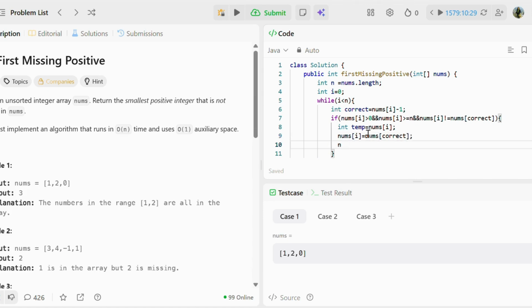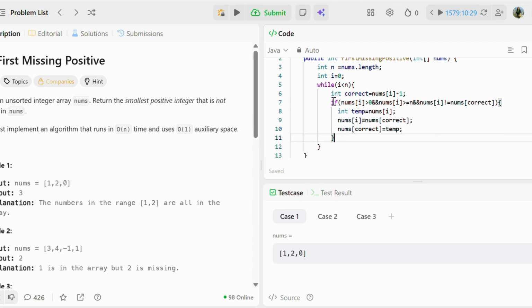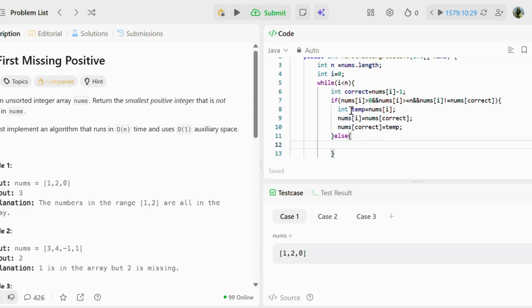Now nums of correct equals temp. Yes, so we have swapped this. Now, if this condition is not satisfying, that means if it is a negative number or already at the correct index, or it is greater than n, in that case we simply increase the i, do nothing, right? So now we have completely implemented our logic.